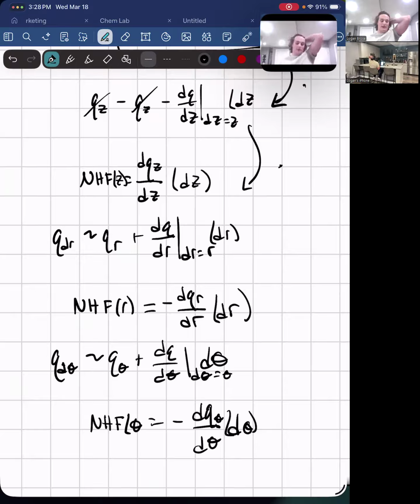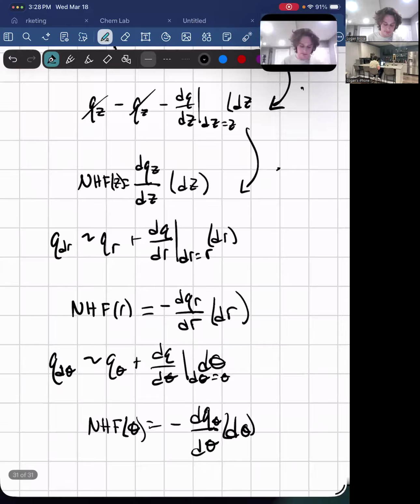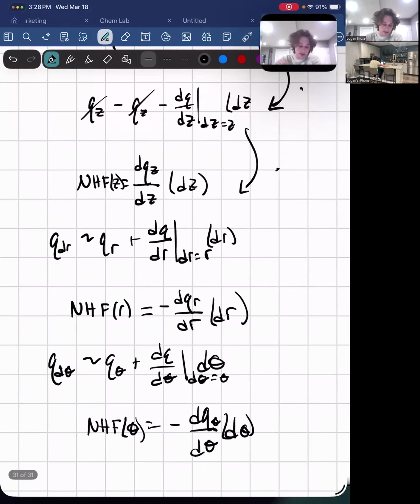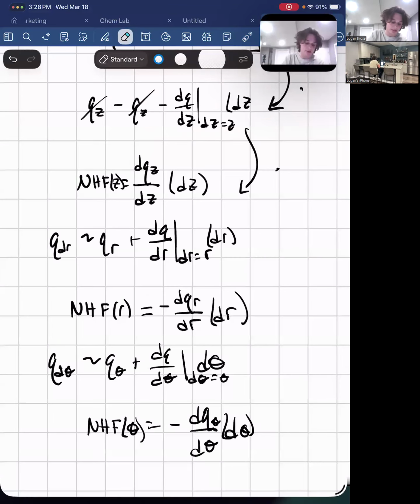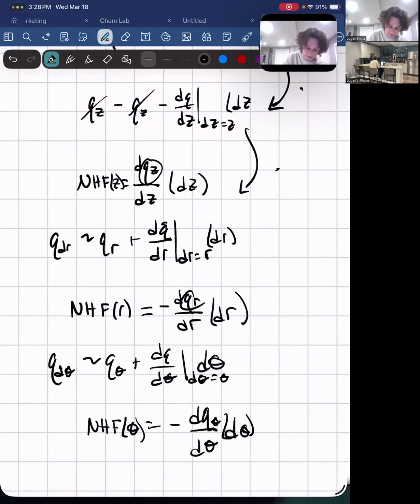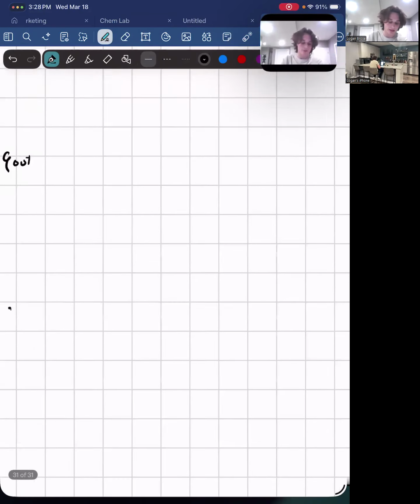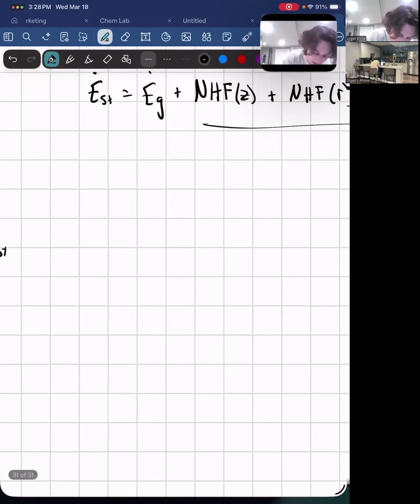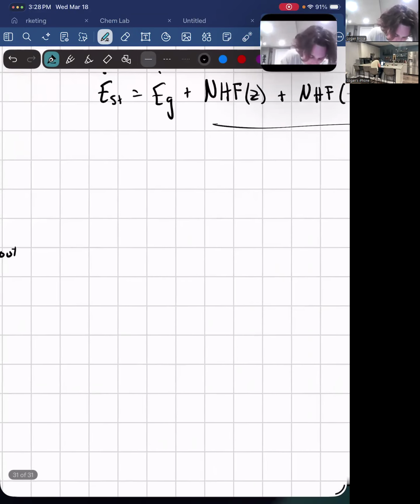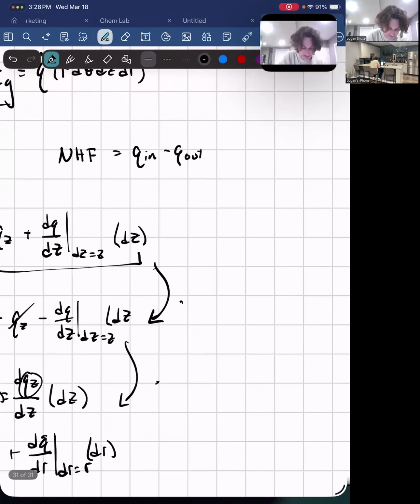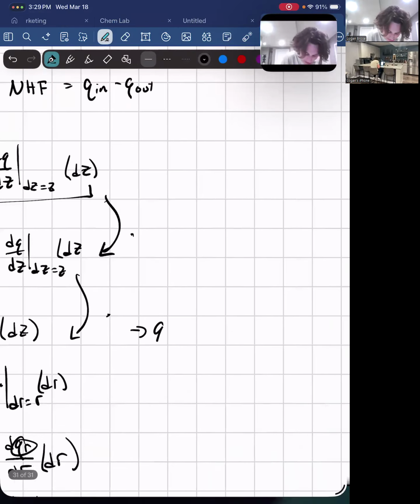So now we have our net heat flows, but we need to figure out what q theta, qr, and qz are. These values here. We can do that using Fourier's law. So when we use Fourier's law, for example in the z direction, qz equals minus kA dT dz.